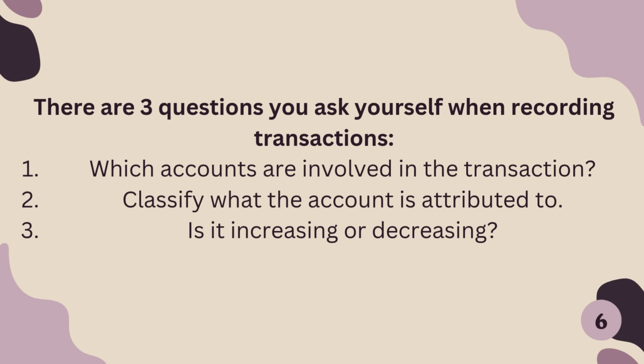Number two, classify which elements the accounts are attributed to. Remember in the previous lesson, we learned about the elements of accounting: assets, liabilities, owner's equity, expenses, and income. The account in the transaction, to which element is it attributed? In the same question, is it on the debit or on the credit side? This is where the dead click model comes in to help you quickly navigate which side it's on. And number three, is it increasing or decreasing?